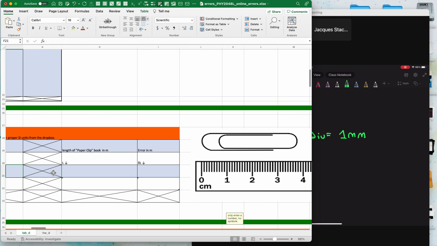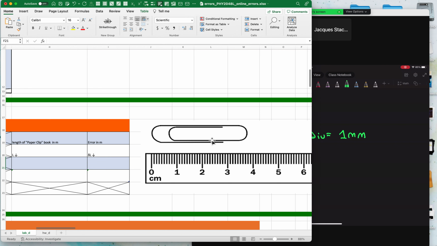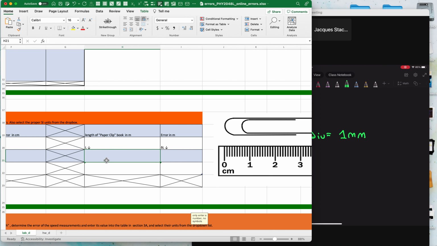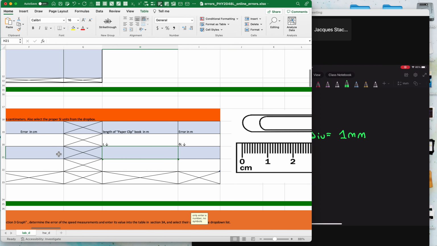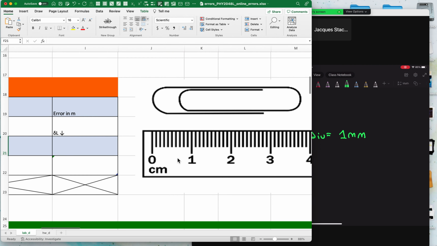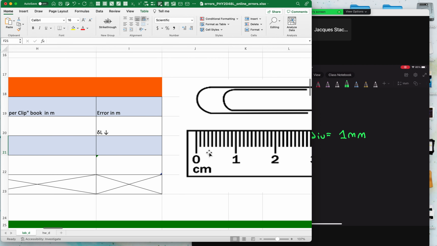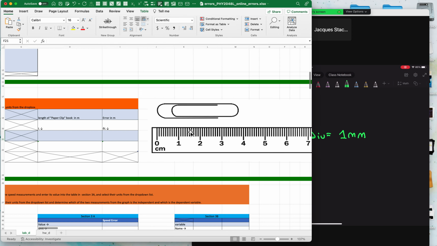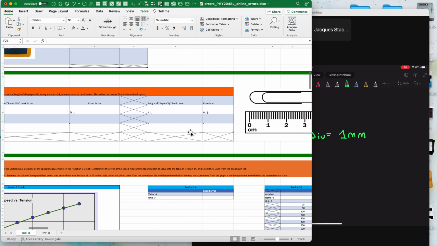And then once you've gotten that, you're going to read the length of this paper clip and enter it. In one case, you're going to enter it in meters, and in the other case, you're going to enter it in centimeters. So here you have to get both the error for the meter stick and also read off the length of the paper clip. So now let's go to part 2.